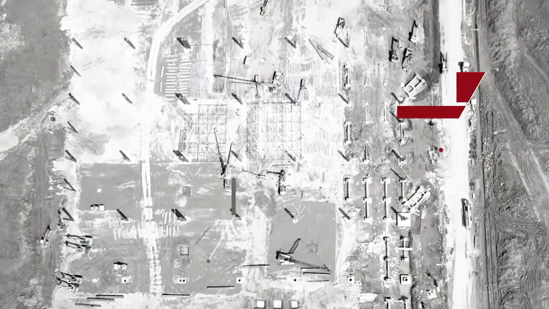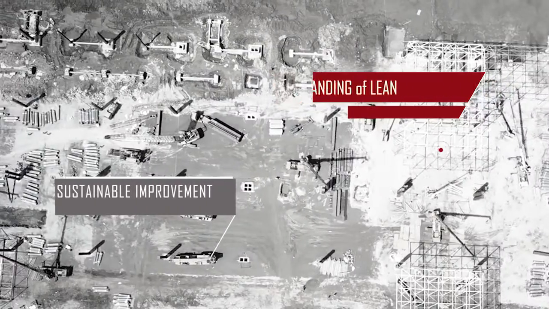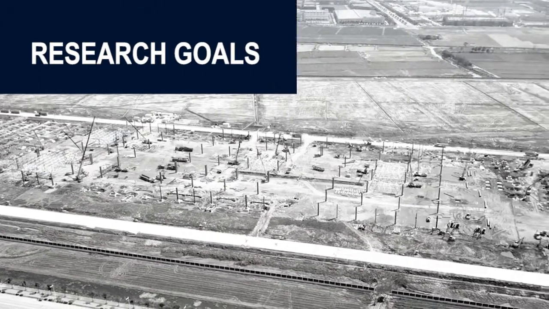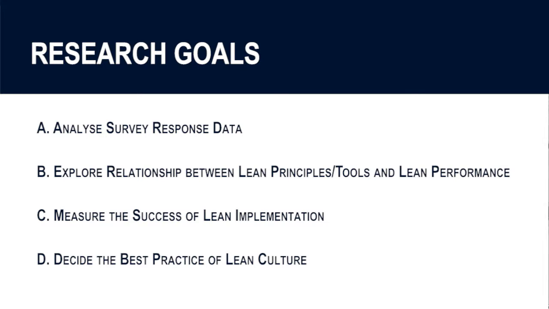However, unsustainable improvement and incomplete understanding of Lean always lead to a low success rate. So, a research group of UM-CEM students is set up to explore best practices for adoption of Lean culture at a company. Our goal is to use statistical methods to analyze the survey response data collected from our industry partner and explore the relationship between Lean principles, tools, and Lean performance, measure the success of Lean implementation, and decide the best practice of Lean culture for a company.